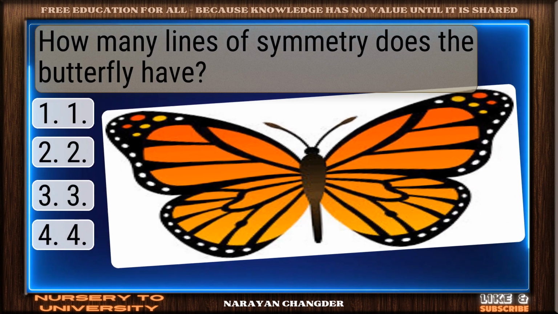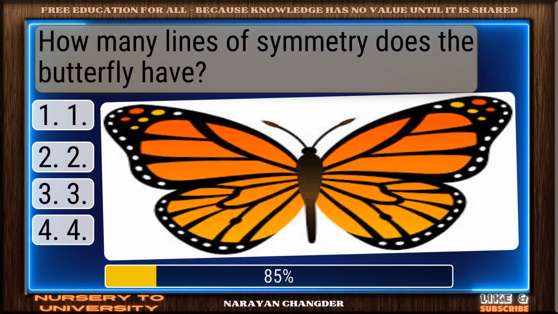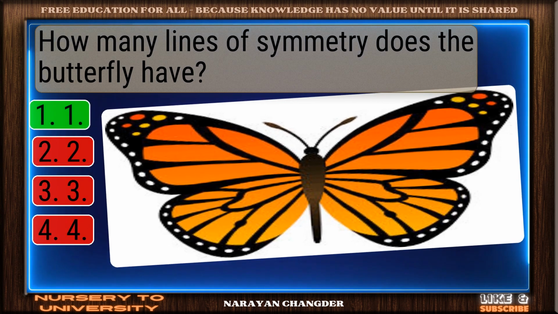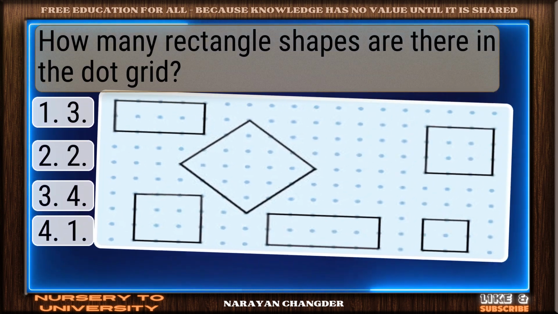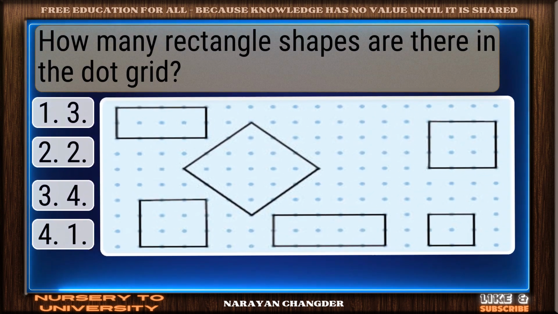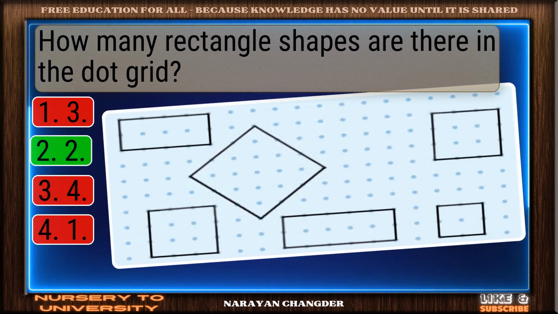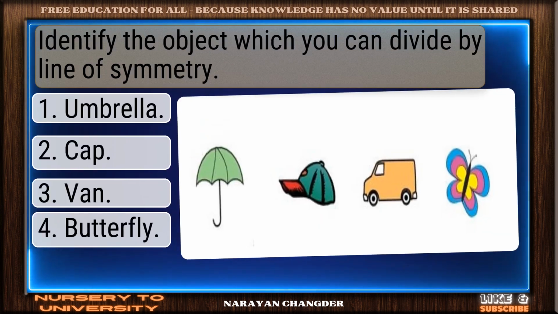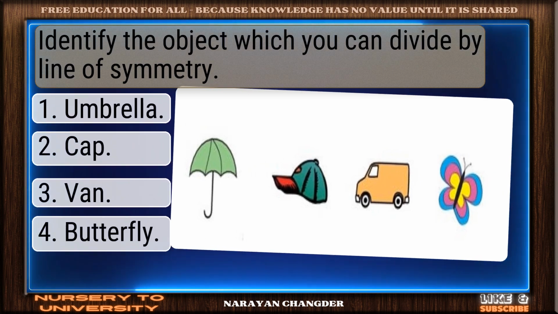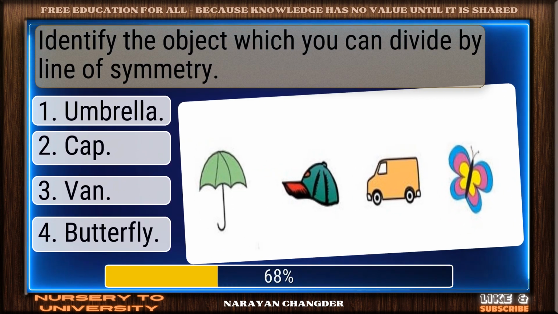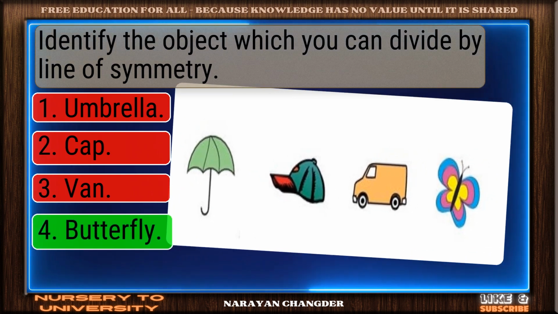How many lines of symmetry does the butterfly have? Bravo, 1 is the answer. How many rectangle shapes are there in the dot grid? You got it. Your choice 2 is right. Identify the object which you can divide by line of symmetry. You're right. Butterfly is the correct answer.